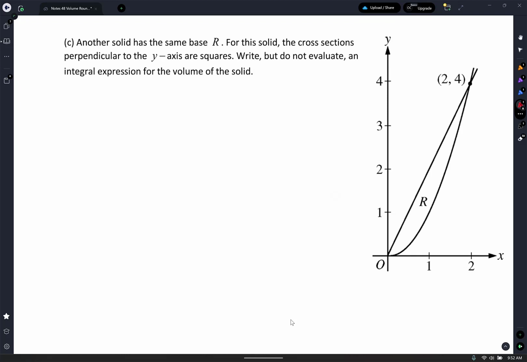Another solid has the same base R. For this solid, the cross section is perpendicular to what axis? The x or the y? The y. So do a horizontal line like this. That's a cross section, and that cross section, you have a little square coming out of it. Yeah, because look, it says squares. Right, but do not evaluate an integral expression for the volume of the solid.